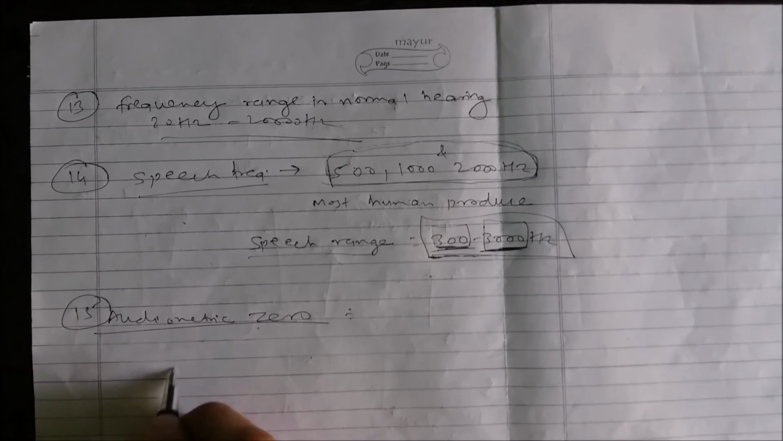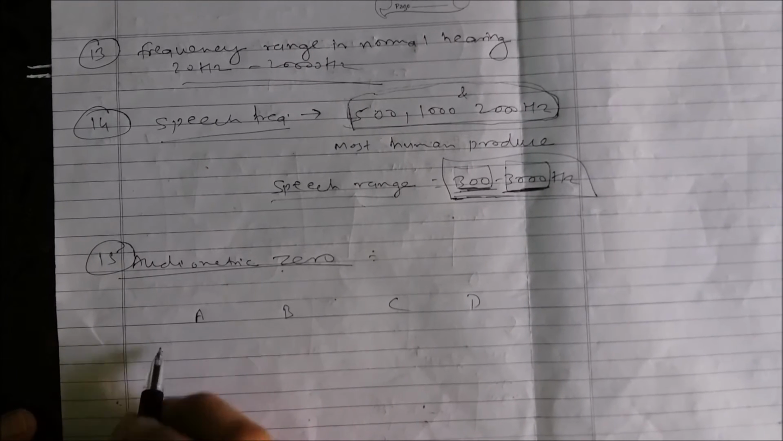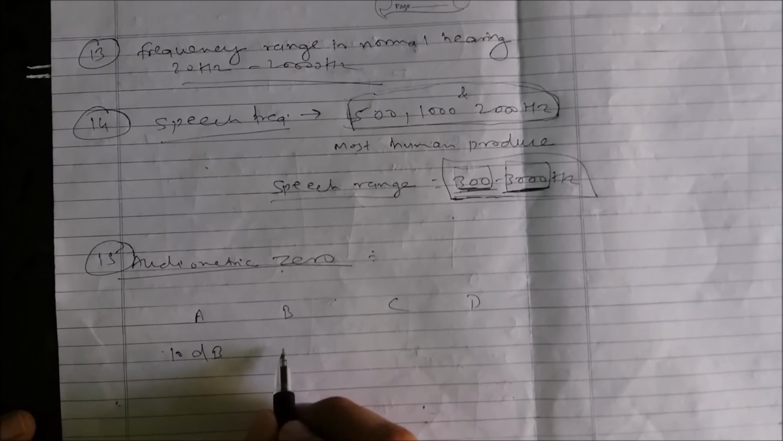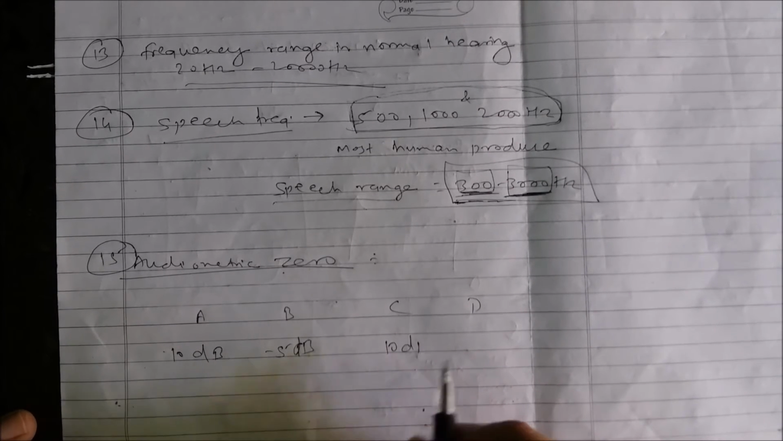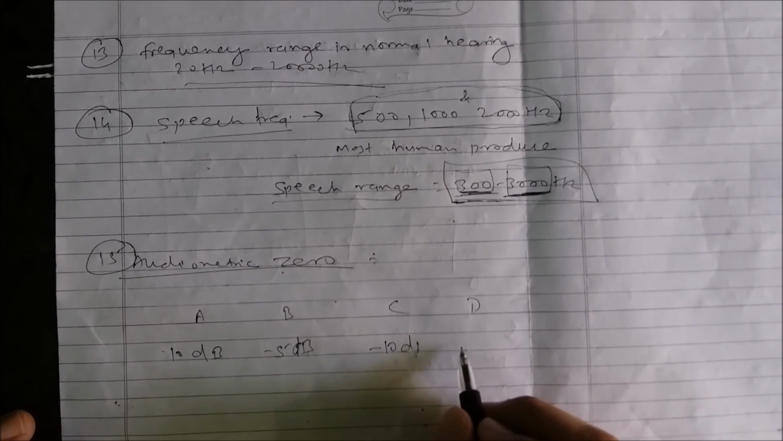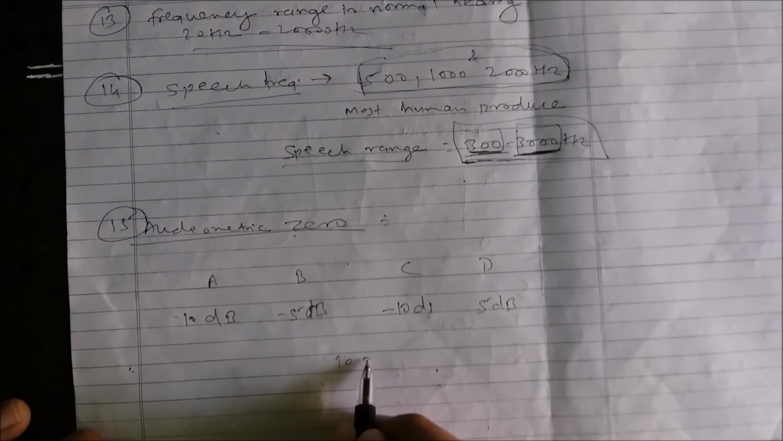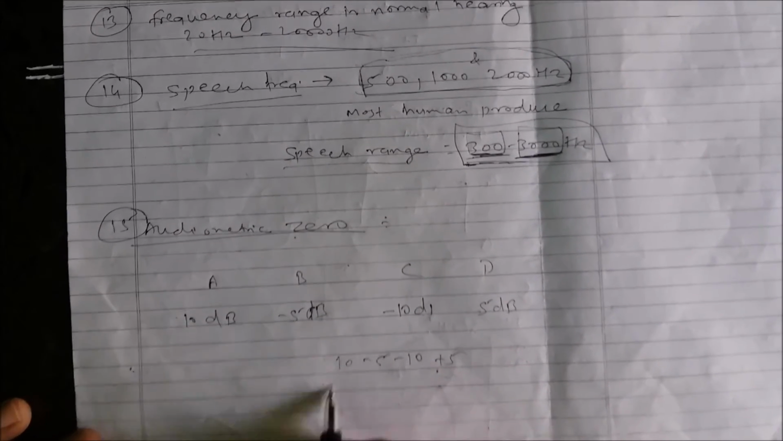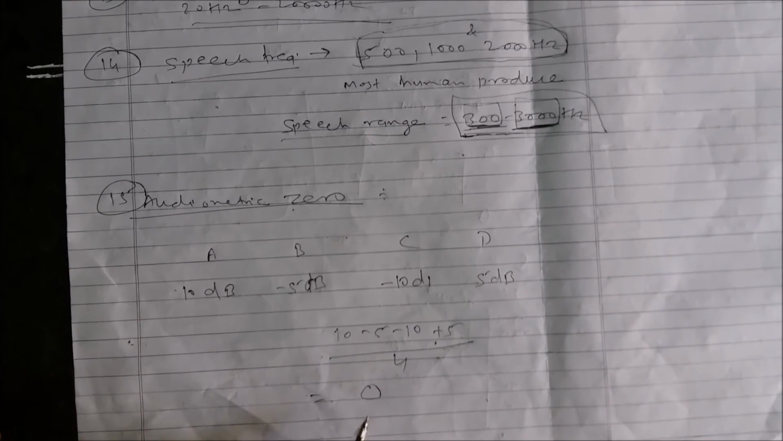Audiometric zero is, suppose there are 4 people in a group, A, B, C, D, and one can hear sound up to 10 decibel, one can hear up to minus 5 decibel, one can hear up to minus 10 decibel, and one can hear up to 5 decibel. So now if we take the average of this, minus 5 minus 10 plus 5 plus 10 divided by 4, it comes to 0. So by this example, what I mean to say is audiometric zero is nothing but the mean value of minimal audible intensity in a group of normally hearing healthy young adults.